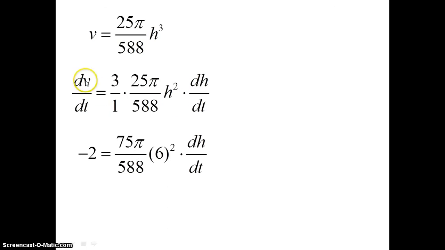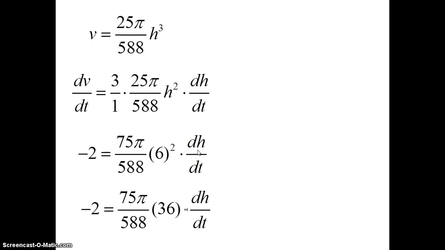Substitution, again, from what we knew at the beginning, dV/dt was -2. 3 times 25 pi, 75 pi. 1 times 588, 588. Replace the h with the 6 from our original given statement, and times dH/dt. So squaring 6 gives us 36. Everything else still the same.